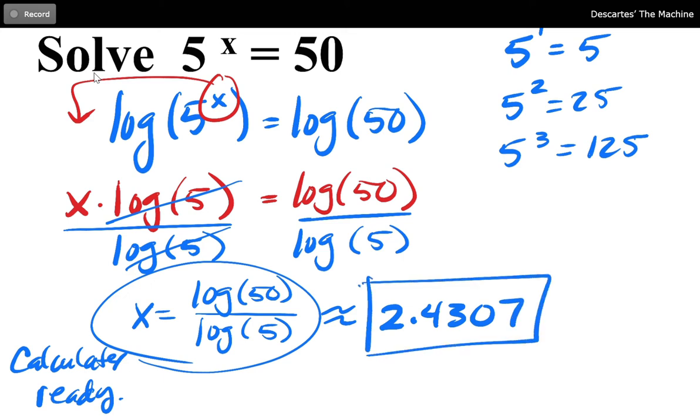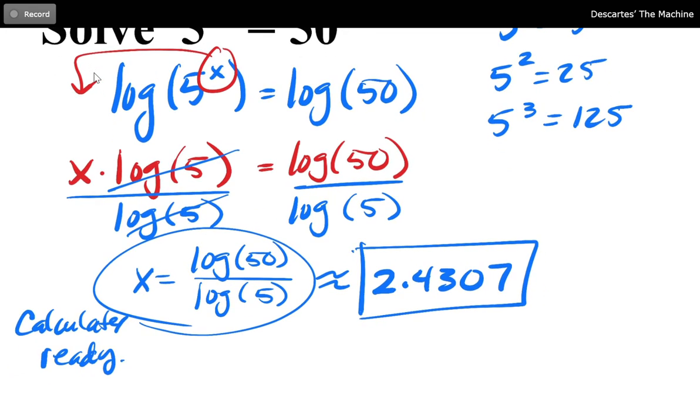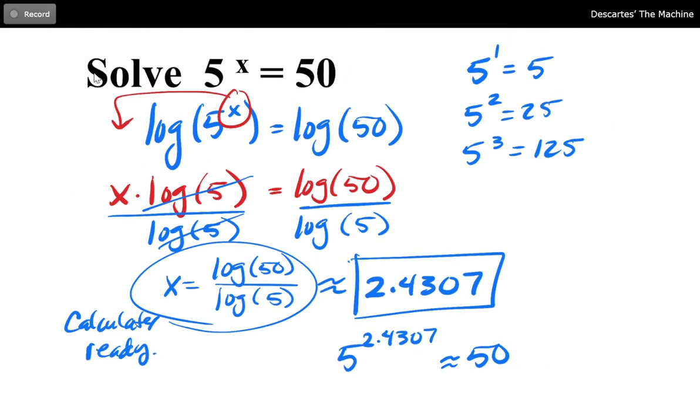So what is the exponent on 5 that gives me 50? Well, it's 5 to the 2.4307. That's what gives me approximately 50. It's not exact, again, it's approximate. Try it, you'll see. So what we're going to do is take the logarithm of both sides of an equation where the variable is in the exponent. That allows us to move the variable out of the exponent as a multiplier.